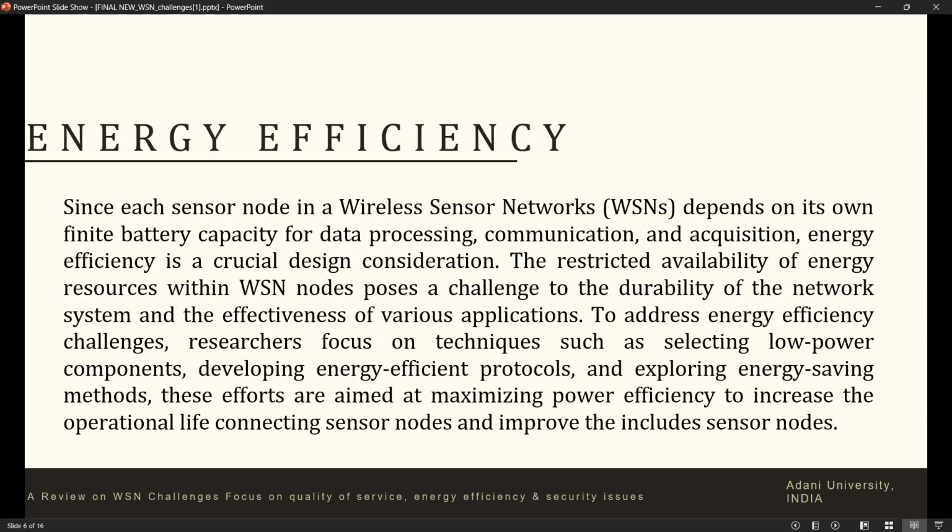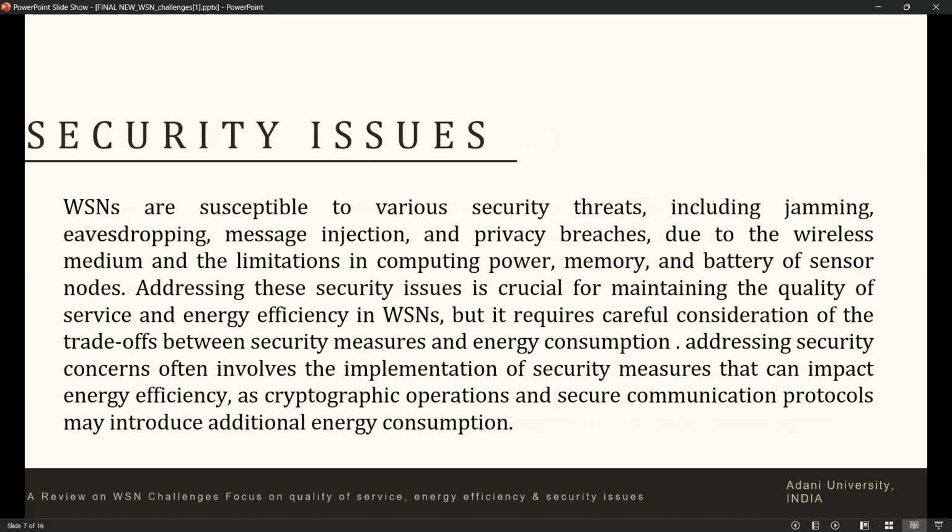Energy efficiency is the lifeline of wireless sensor networks, which depend on a finite battery capacity for data processing, communication, and acquisition. To tackle energy efficiency challenges, researchers are working on using low-power components, creating energy-efficient protocols, and exploring energy-saving methods to maximize power efficiency and extend the operational life of sensor nodes. Finally, let's address the last challenge.